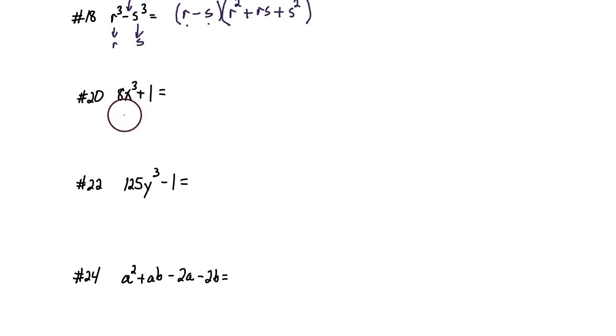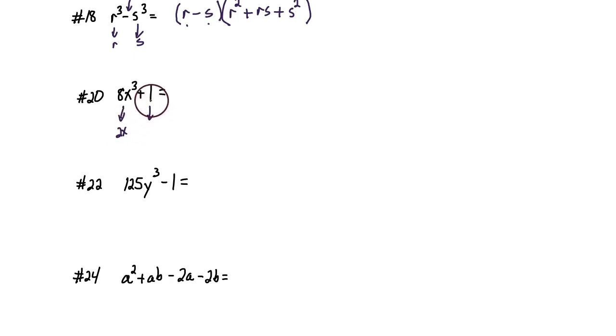Is this a special pattern? Well, it is a binomial. Is it a difference of squares? Well, no, it's not a difference. Is it a sum or difference of cubes? Well, it is a sum. Let's check if these are perfect cubes. Can you take the cube root of 8x cubed? You can. It would be 2x, because 2x times 2x times 2x is 8x cubed.